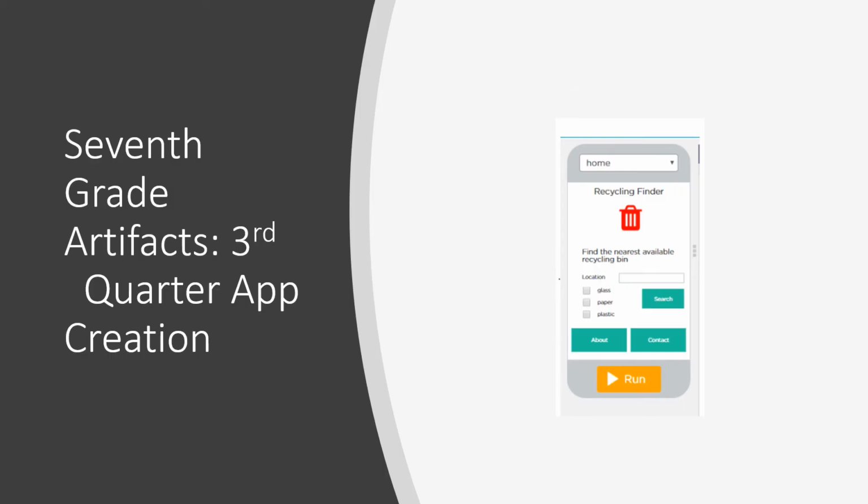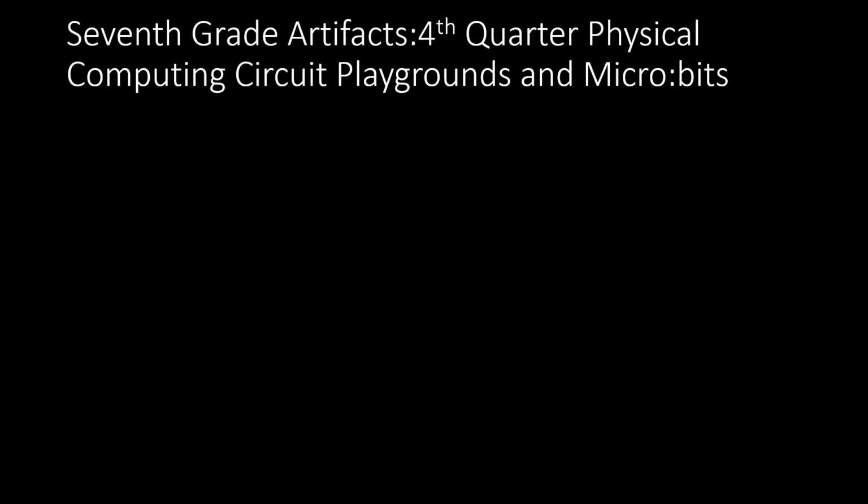In the 7th grade, some examples of artifacts. In the 3rd quarter, they do an app creation where they will build an app based on the body systems for which they will learn in science and create an app that will measure the body of an athlete. In 8th grade, they do physical computing and microbits.